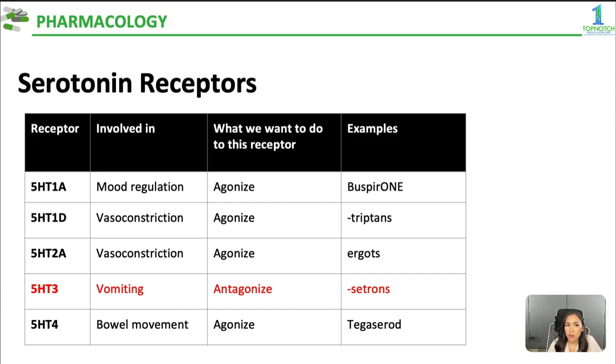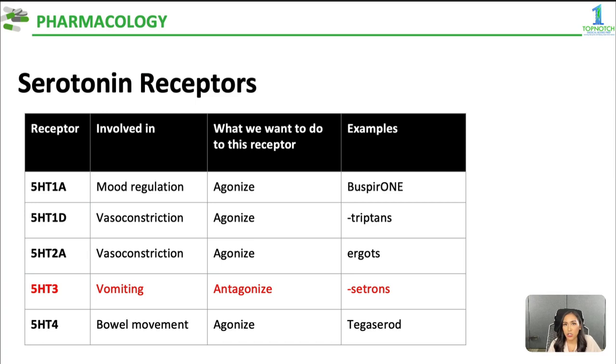It's a bit hard to memorize, but let's look at each one and their function. So 5-HT1A is involved in mood regulation. What we want to do to this receptor, we want to agonize it with drugs like buspirone. 5-HT1D is involved in vasoconstriction, and we want to agonize this with triptans. 5-HT2A, also vasoconstriction, and we want to agonize this.